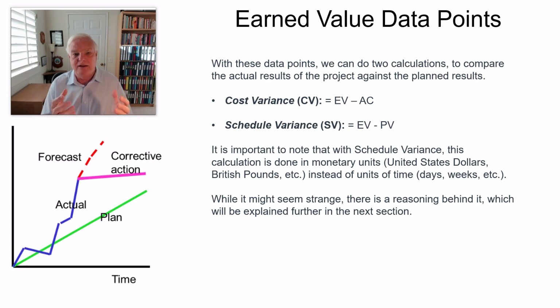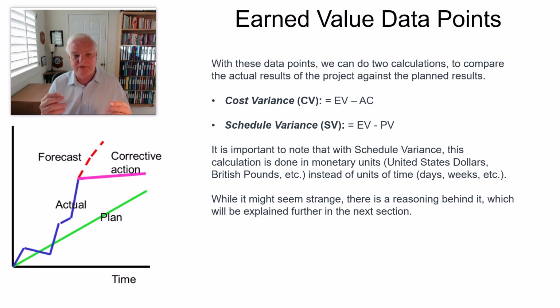And it's a simple formula. CV, which is the cost variance, is your earned value minus your AC. Okay? EV minus AC. Schedule variance, once again, is very simple also. It's your earned value minus your PV, your planned value. Okay, so it's important to note that with schedule variances, this calculation is done in monetary units.